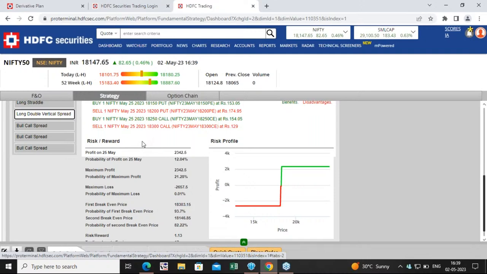ठीक है, सेकंड देखते हैं हम लोग, लॉन्ग डबल वर्टिकल स्प्रेड, और यहाँ पे इट्स बाय वन निफ्टी 25th में 18,100 put 153 के प्रीमियम पे, सेल वन निफ्टी 25th में 18,200 put सेल करना है, बाय परचेस 18,250 कॉल एंड अगेन सेल 18,300 स्ट्राइक प्राइस. तो यहां पे सारे मेंशनड है और यहां पे अकॉर्डिंगली रिस्क एंड रिवॉर्ड भी मेंशन किया है. That is very helpful to you. यहाँ से आप अपने outlook से कर सकते हो.